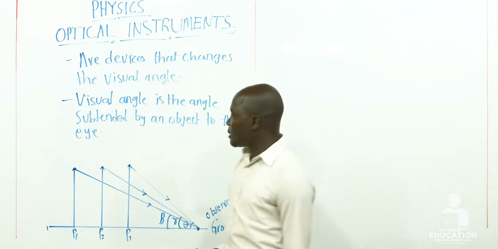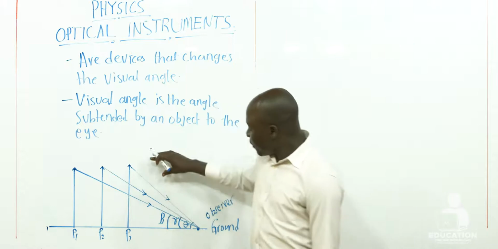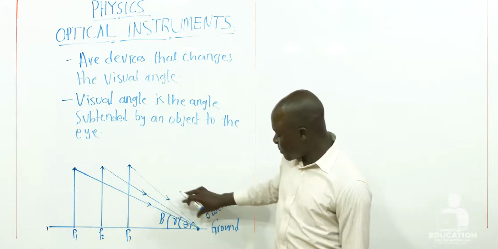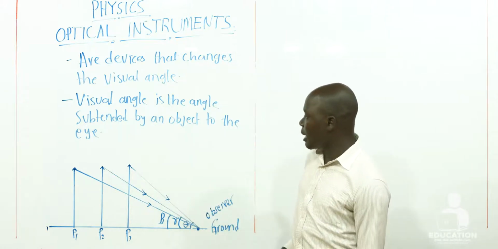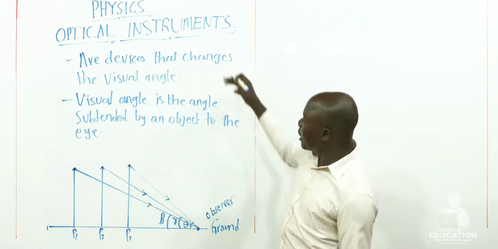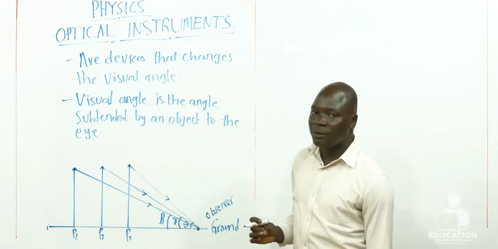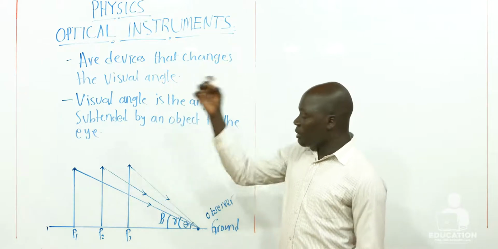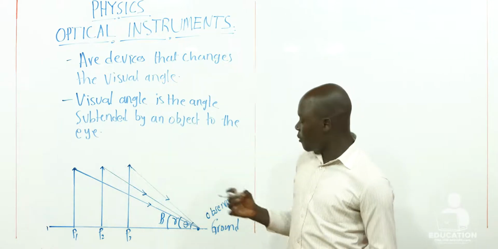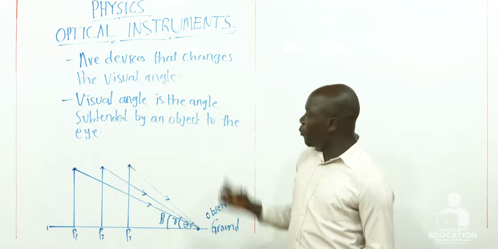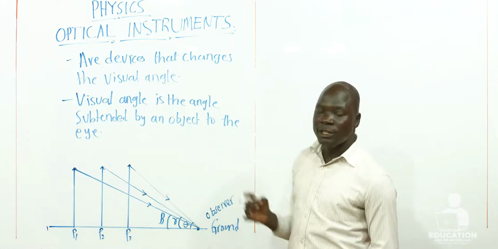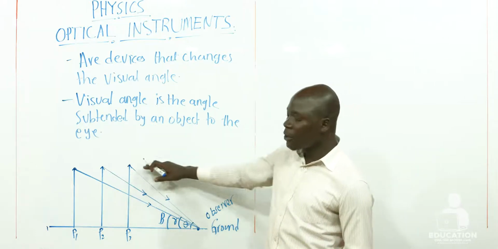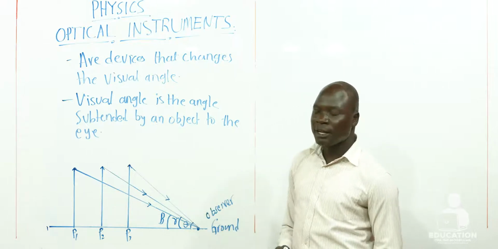So now, dear learners, since we said these objects subtend different angles to the human eye, let's also look at some of the optical instruments that we have, because these optical instruments also change the visual angle of these objects. When they change, what we see through the instrument will now be different from the original size or the height of the object.